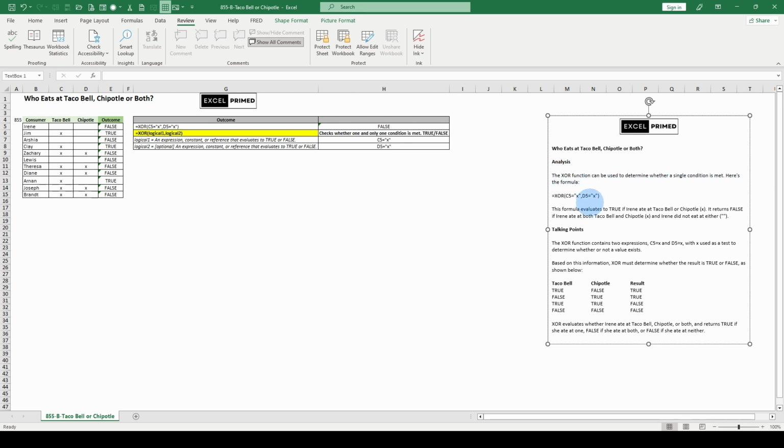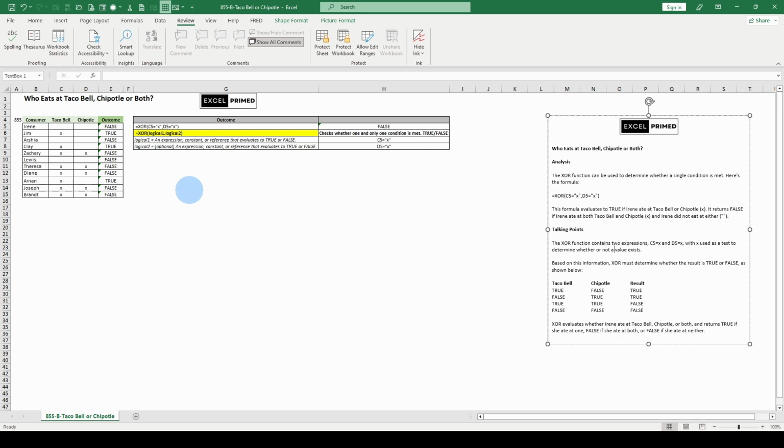Here's the formula: XOR(C5="X", D5="X"). This formula evaluates to true if Irene ate at Taco Bell or Chipotle. It returns false if Irene ate at both Taco Bell and Chipotle, and if Irene did not eat at either.